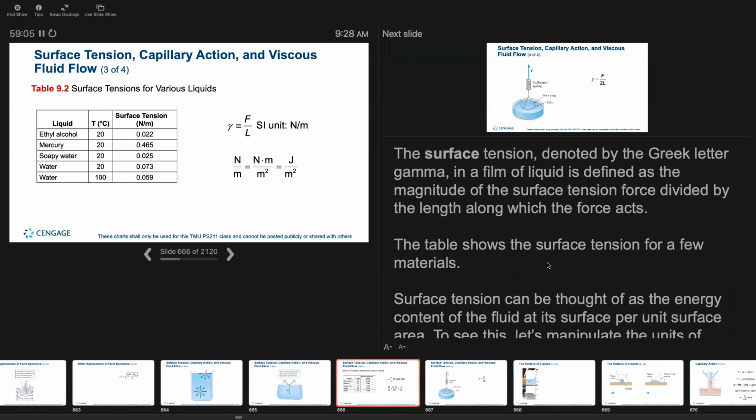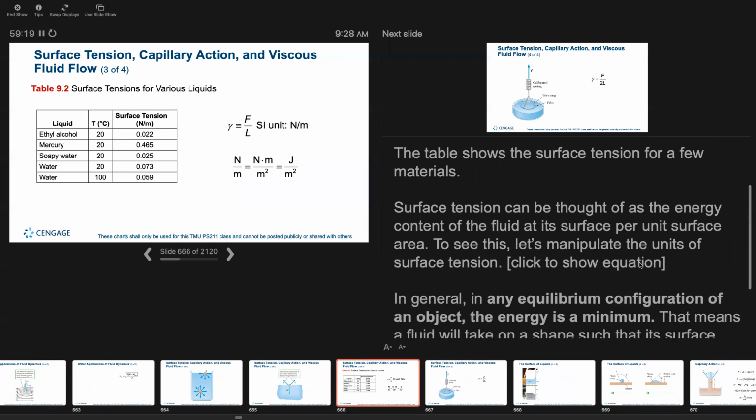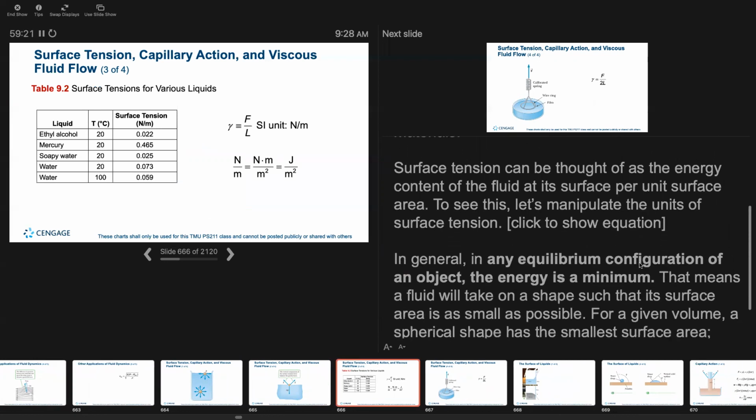So the surface tension is denoted by the Greek letter gamma. In a film of liquid, it is defined as the magnitude of the surface tension force divided by the length across which the force acts. The table shows the surface tension for a few materials. Surface tension can be thought of as the energy content of the fluid at the surface per unit surface area. To see this, let's manipulate the units of the surface tension.